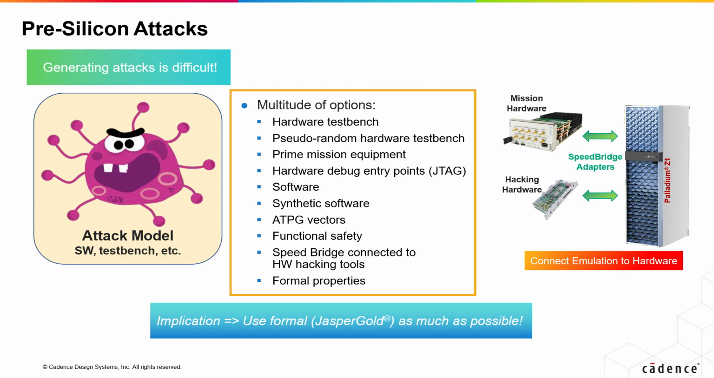Then, hardware debug entry points: utilize JTAG, Joint Test Action Group interfaces, to access and manipulate the hardware. You can also use software and synthetic software approaches to mimic the behavior of the actual system. Use automatic test pattern generation, ATPG vectors, to create test patterns for attack simulation. Utilize formal properties to specify the desired behavior of the system and generate attacks that violate these properties. You can also employ speed bridge-connected hardware hacking tools to simulate attacks on the system.